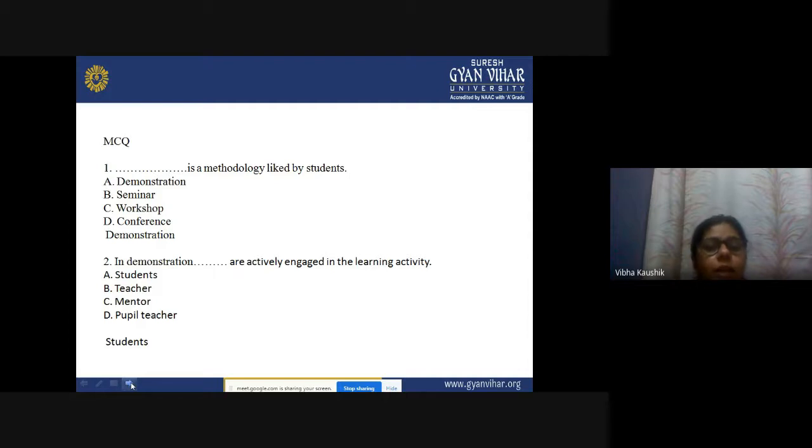Now the second one: in demonstration, dash are actively engaged in their learning activity. Who are actively involved in learning activities when the teacher is teaching through the demonstration method? The options are A students, B teacher, C mentor, D pupil teacher. Now you have to select the correct one. The correct answer is option A, that is students.